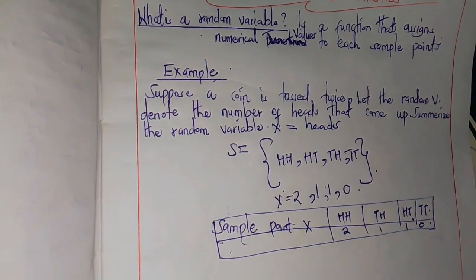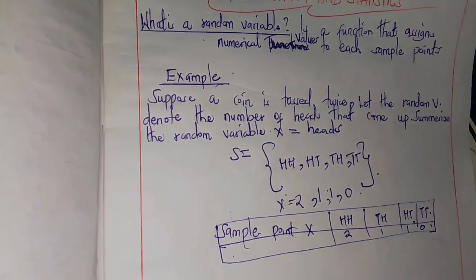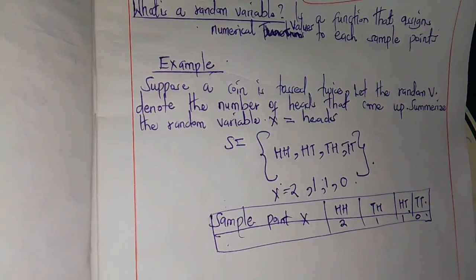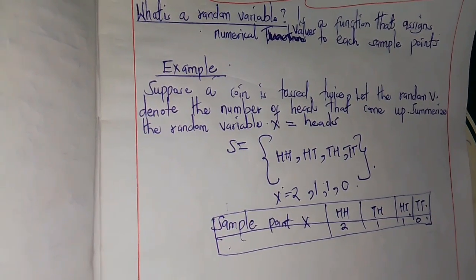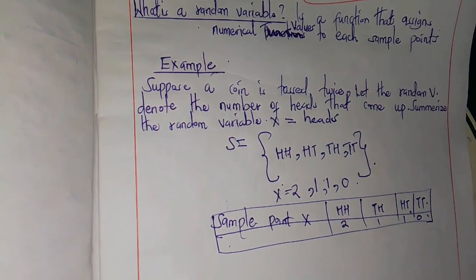You need to note that our random variables could either be the heads that come up, the tails that come up, or the difference between the heads and tails, or the summation. Our random variable can be anything depending on your question.